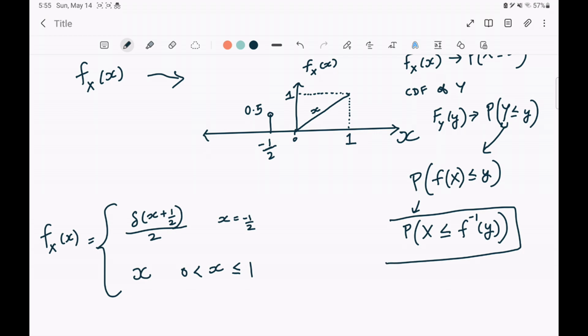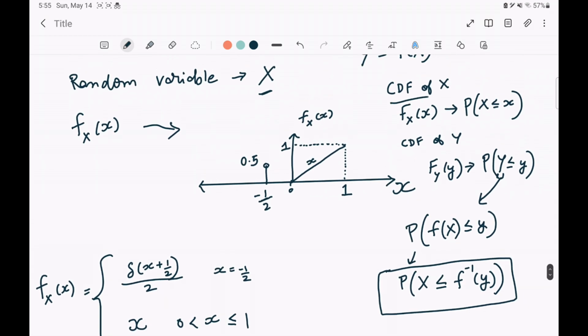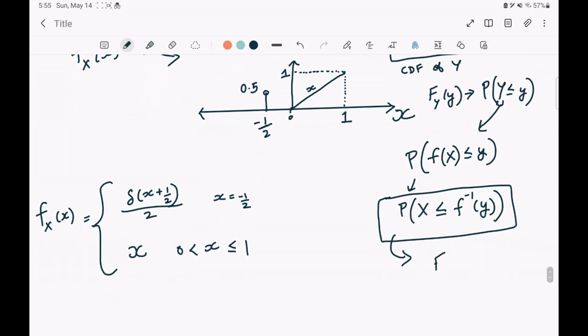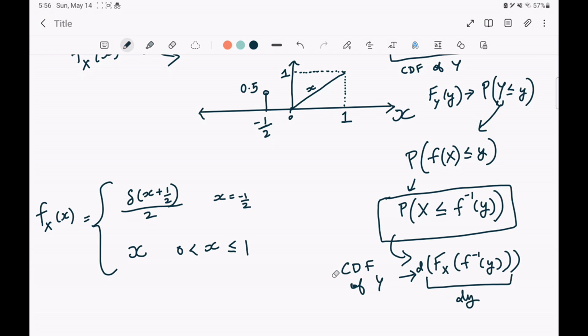Now you can see this is of the same form as the cumulative distribution function of x, the CDF of x. So this can also be written as Fx of f inverse of y. This used to be the CDF of y, and then we used to differentiate it with respect to small y to compute the probability density function of y, the PDF of y. So this was our general way of working, but in this case the function f used to be invertible for the given domain. Now let's take an example where that isn't the case.